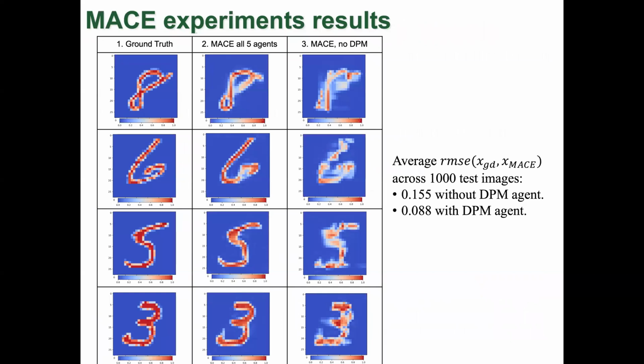We now demonstrate our experiment results. On the left-hand side, we have reconstruction results of 4 different images with and without the deep proximal map agent for the MNIST classifier, respectively. We see that adding the deep proximal map into the MACE framework greatly enhances the reconstruction quality. We performed reconstruction across 1,000 test images. The average root mean square error across these test images is greatly reduced from 0.155 to 0.088 after adding deep proximal map agents into the MACE framework.